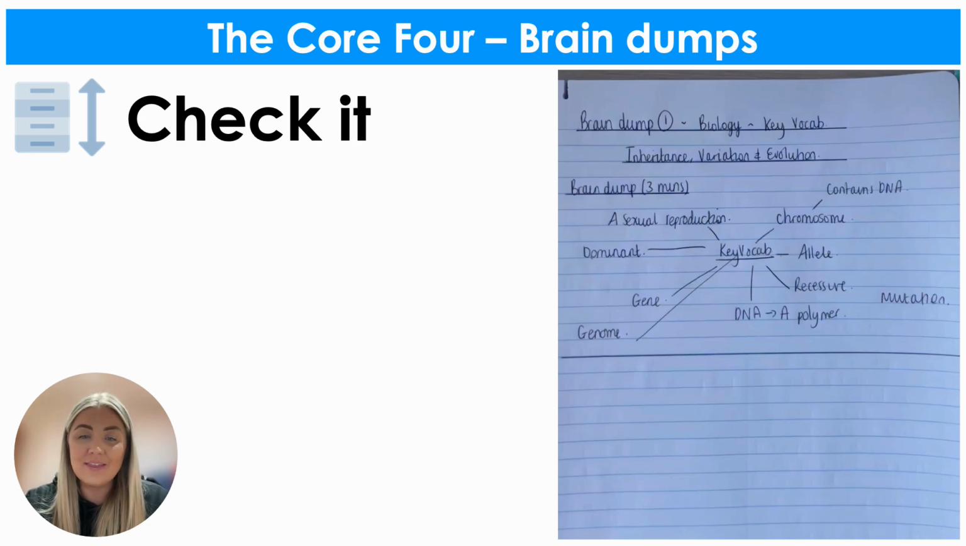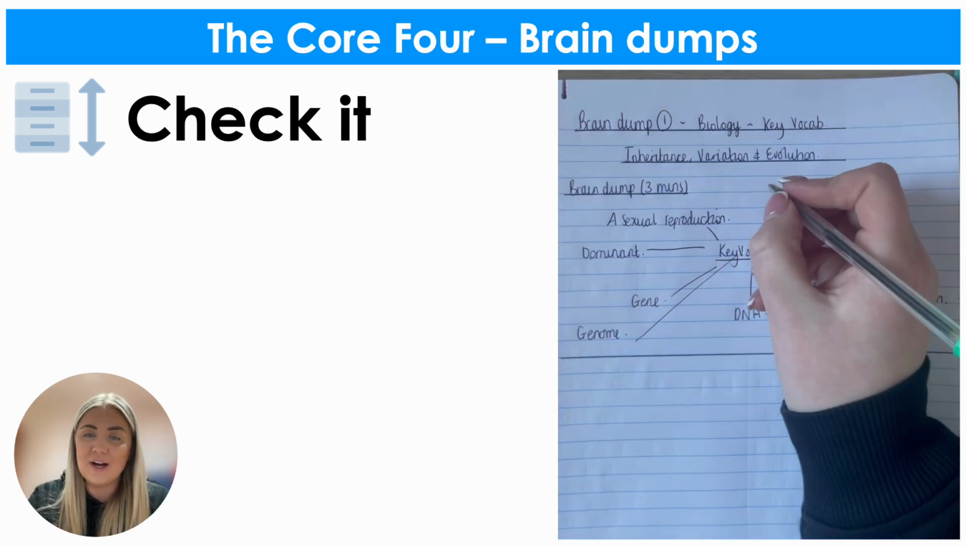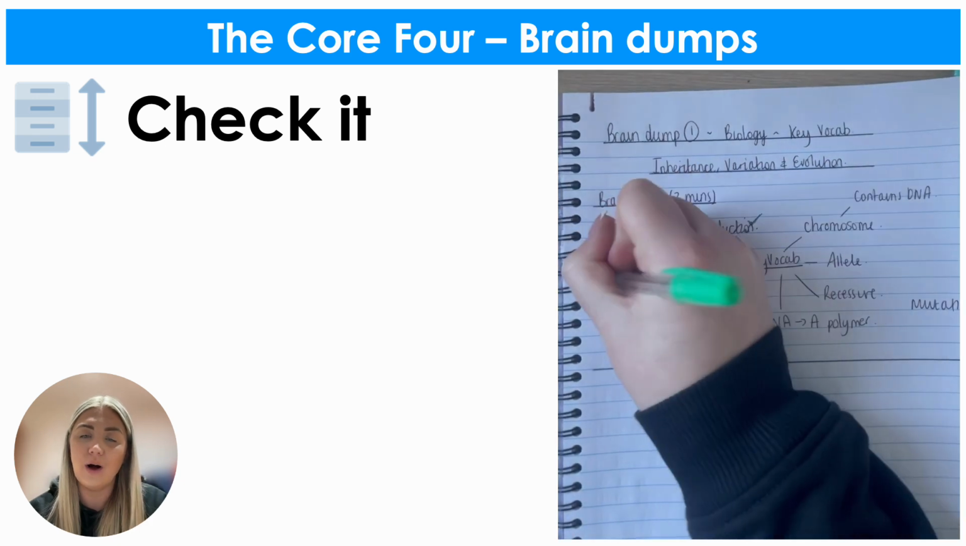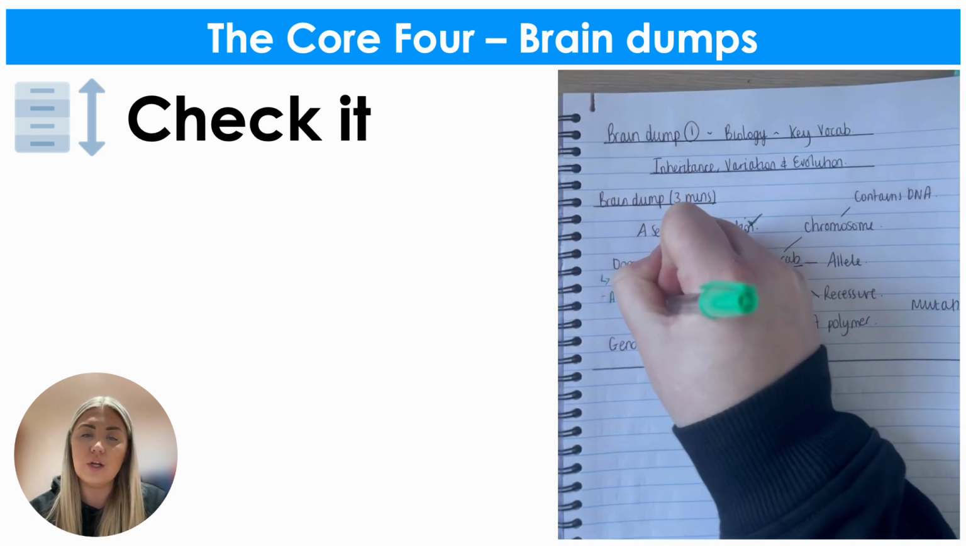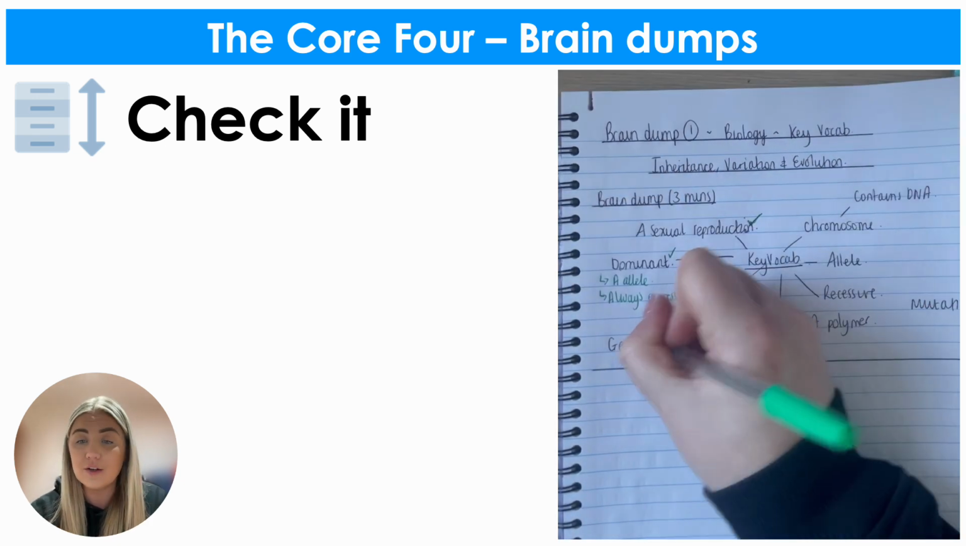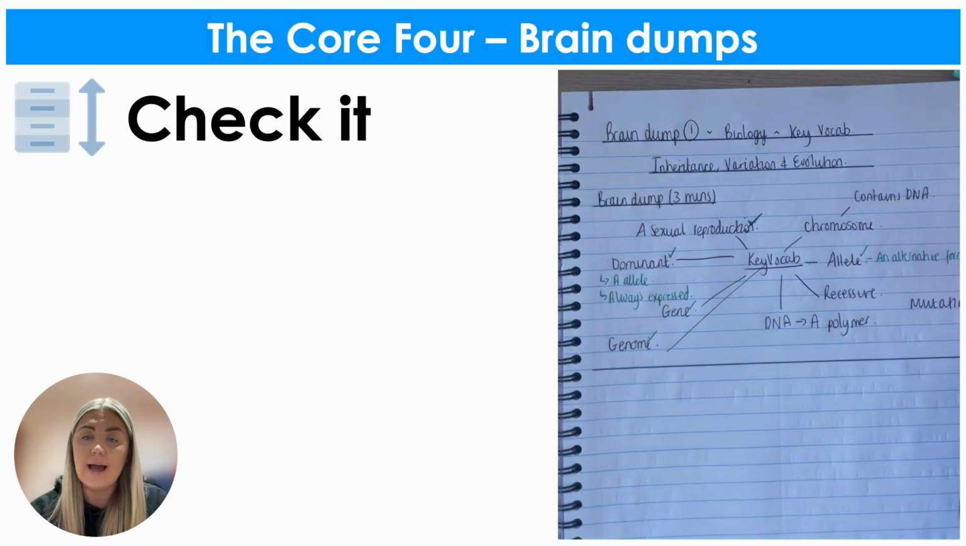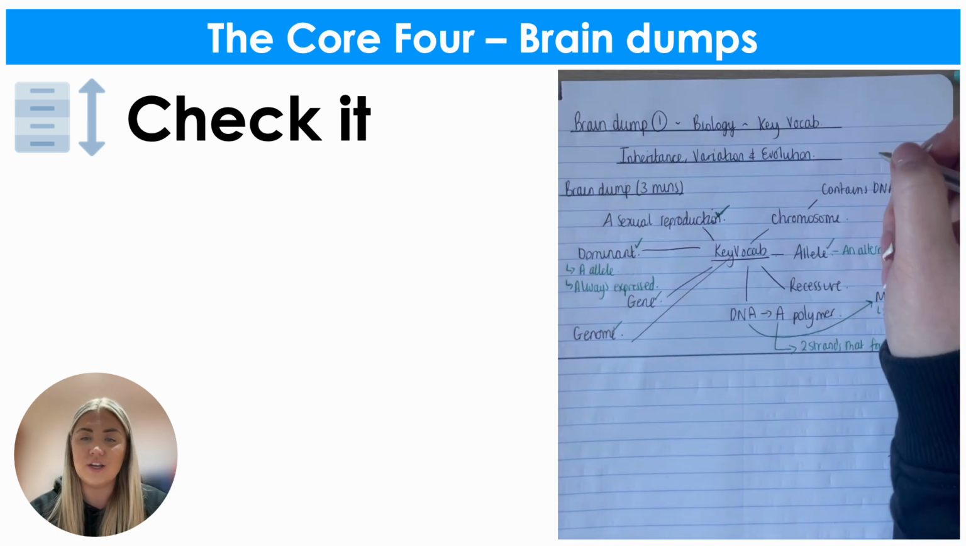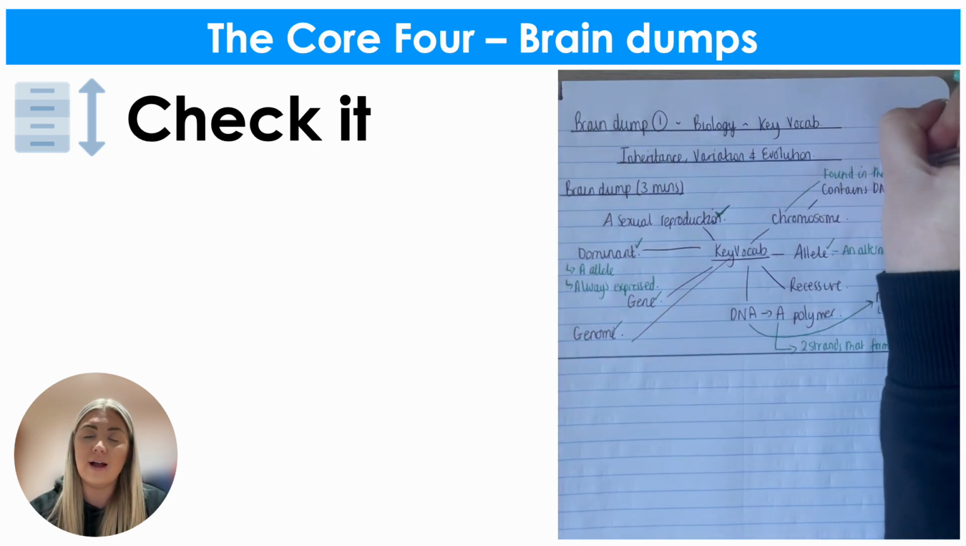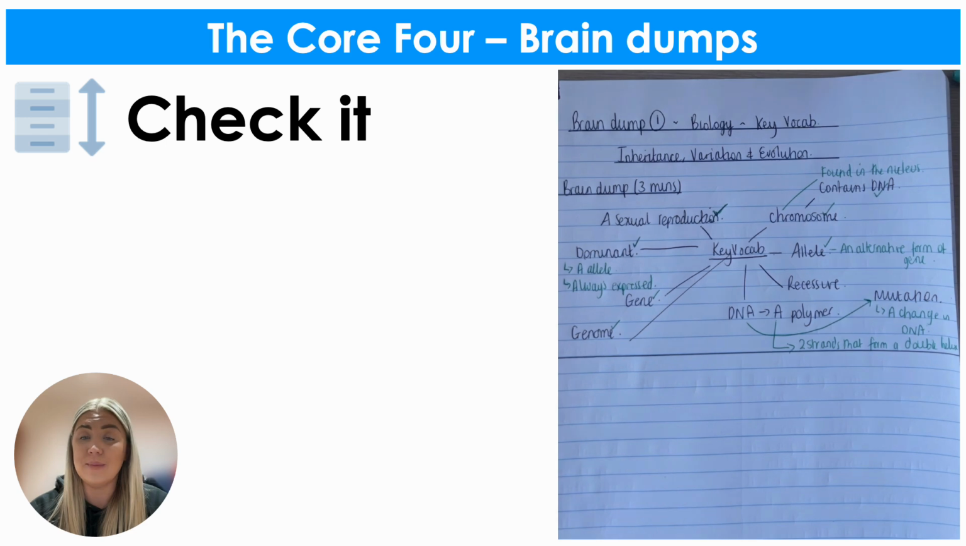So now with my knowledge organiser and my green pen, I'm going to check what I have written down. What you can see now is I'm using the content from my knowledge organiser, and I'm ticking anything that's correct that is on my knowledge organiser, and I'm just starting to add a little bit of information in green pen around things that I may have missed.